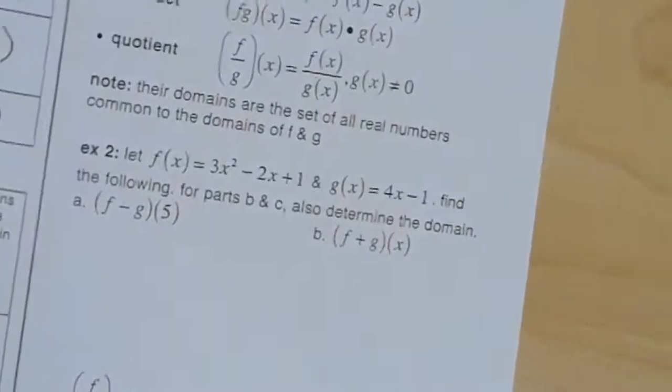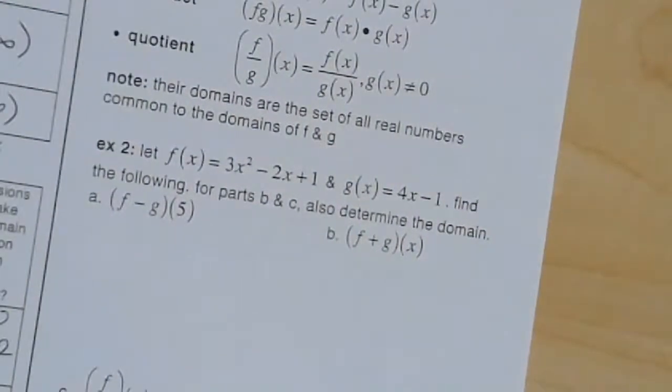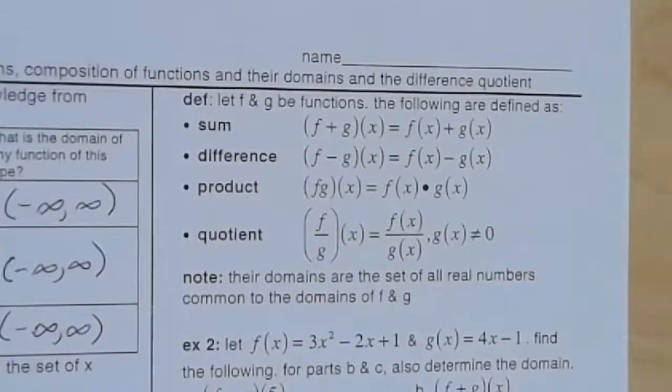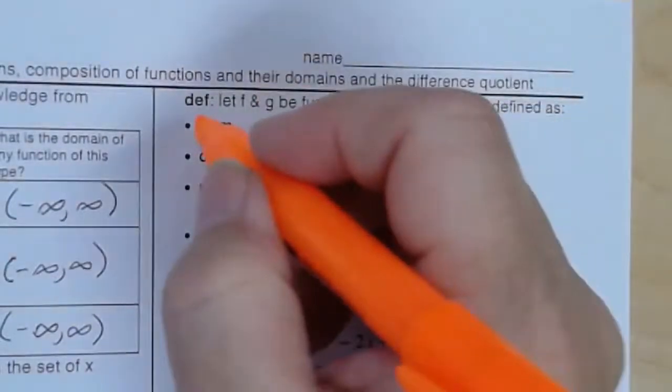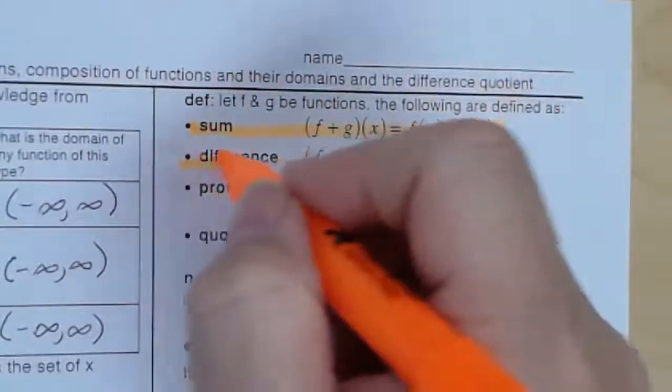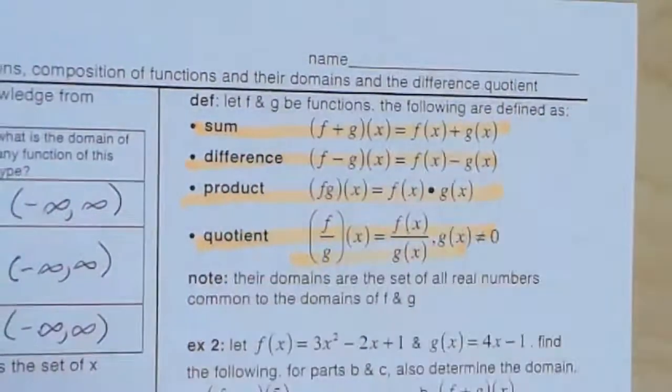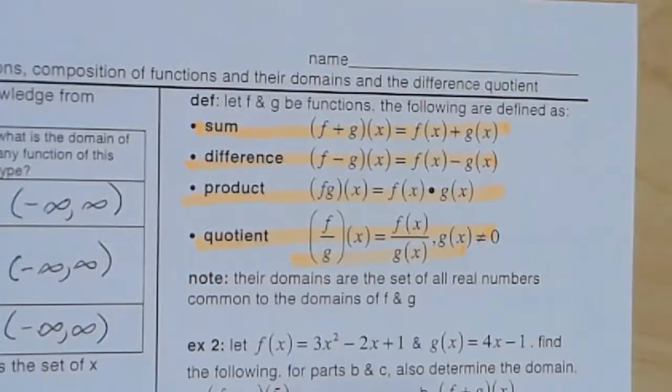Now we're going to be dealing with compositions of functions. These are all the different formulas that go on with it: the sum formula, difference formula, product, and the quotient. So if we're dealing with this first one, what does this mean right here? This means what is f of 5 minus g of 5.